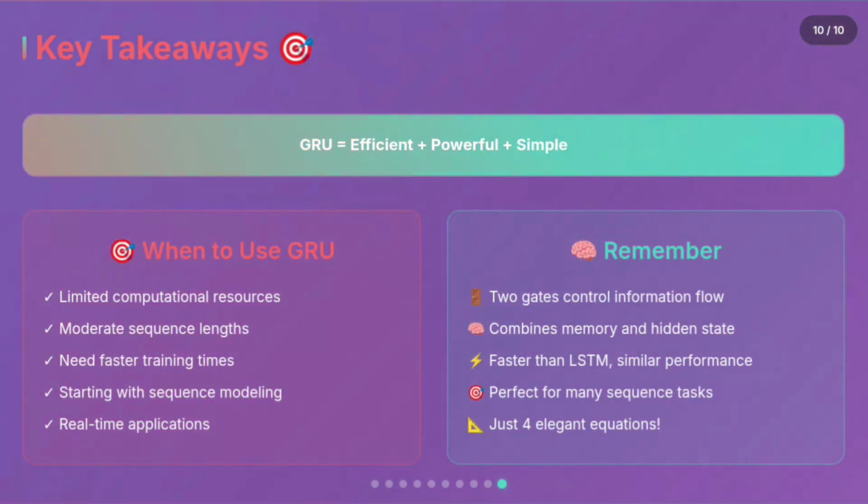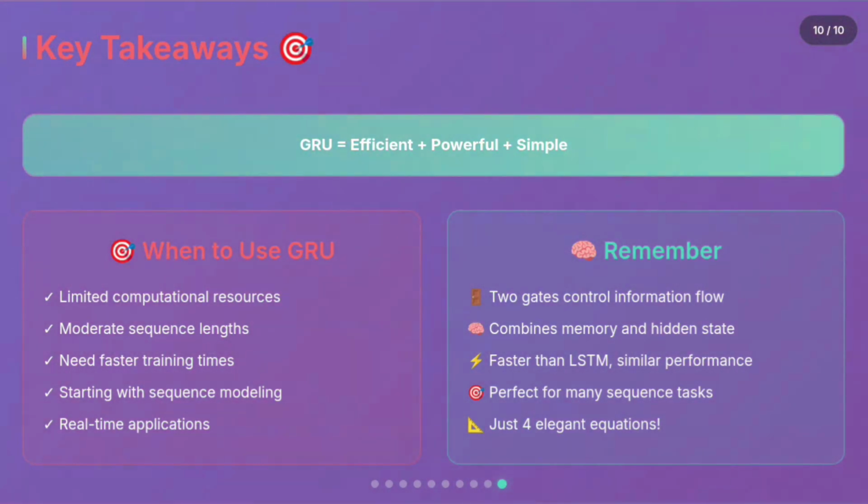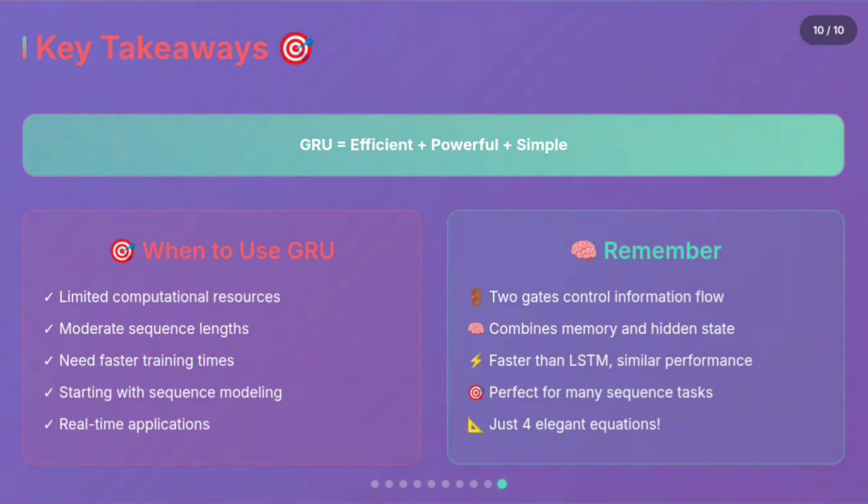And that's GRUs in a nutshell. Let's quickly recap what we've learned today. GRUs are a powerful, efficient alternative to LSTMs for sequence modeling. They use two gates to control information flow, have fewer parameters, and train faster while maintaining excellent performance.